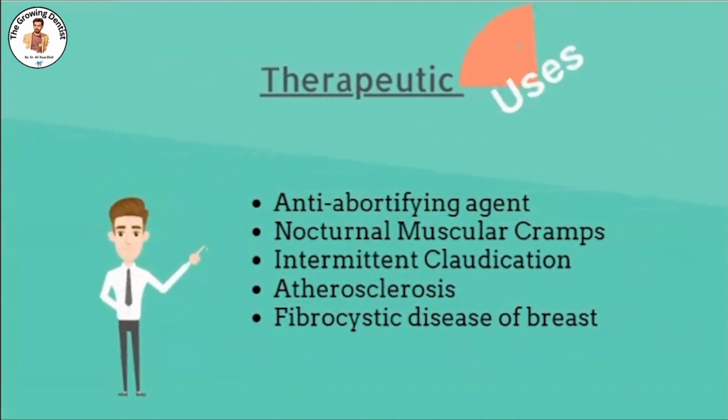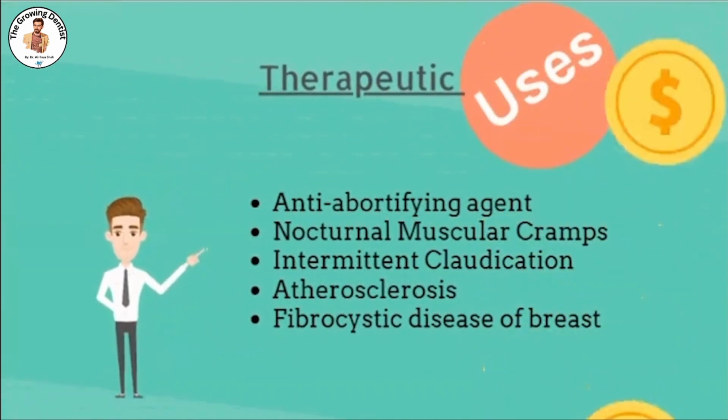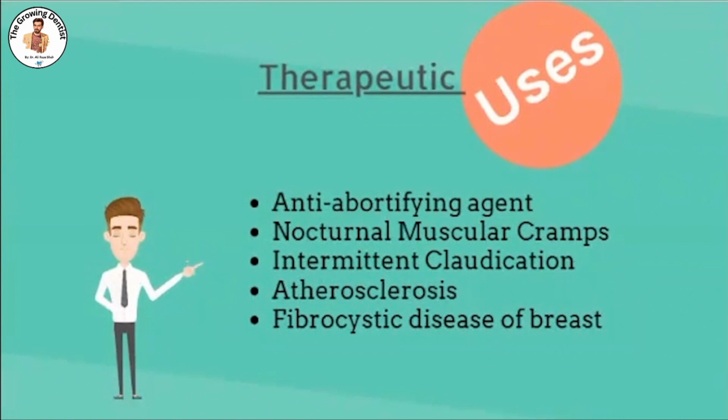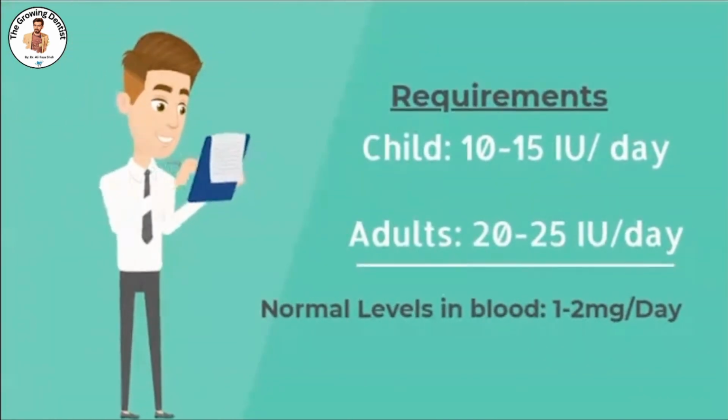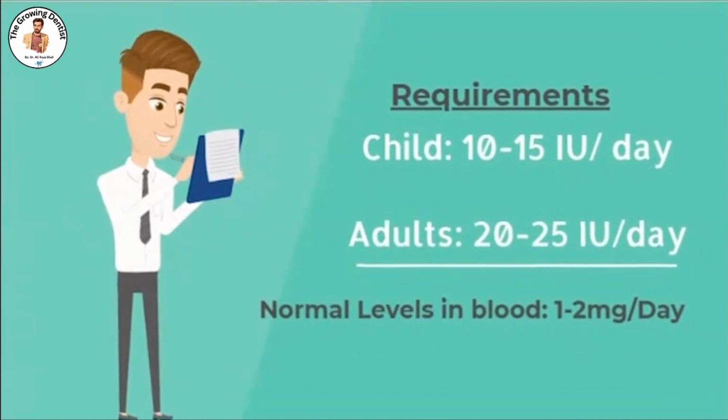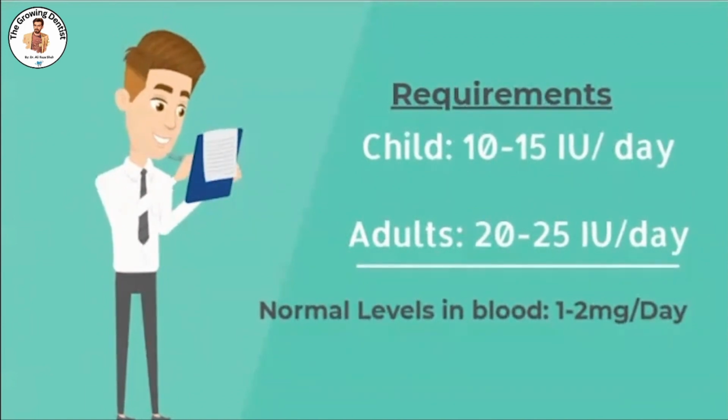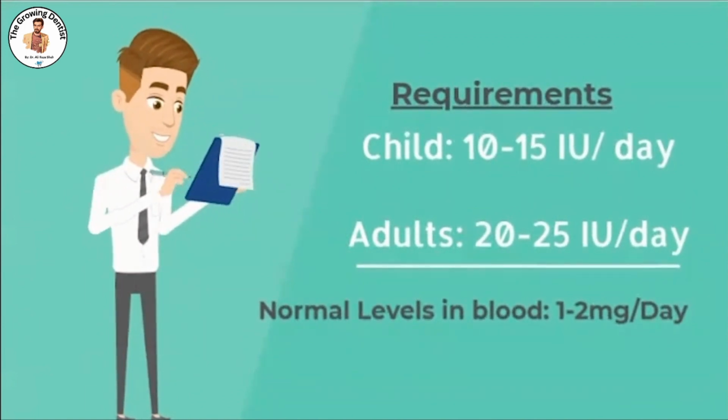It also treats nocturnal muscular cramps, intermittent claudication, fibrocystic disease of the breast, and atherosclerosis. Normal vitamin E level in the blood is 1 to 2 milligrams per day. The daily requirement in a child ranges from 10 to 15 international units, whereas in adults it ranges between 20 to 25. The requirement increases with higher intake of polyunsaturated fatty acids.